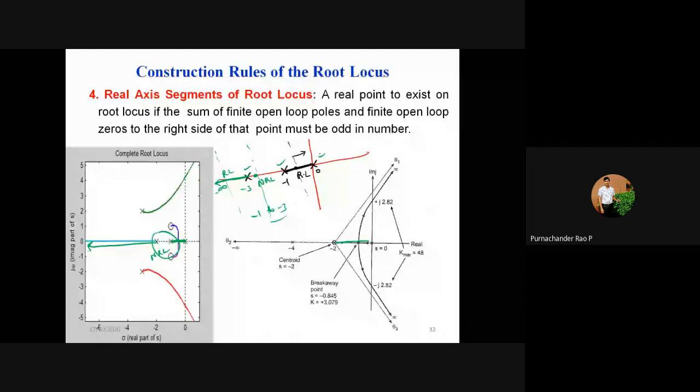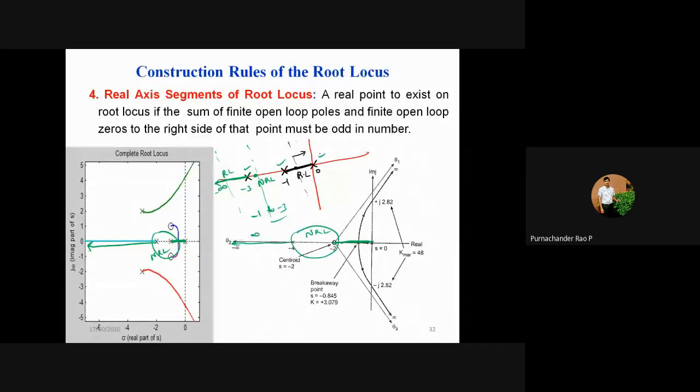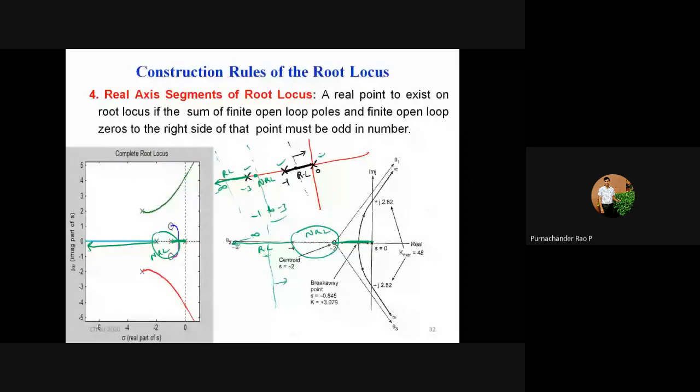From -2 to -4, this is not a part of the root locus. From -4 to minus infinity, this is a part of the root locus. Because if you take any test point to the right side, there are three poles, so that is an odd number. Therefore, this is a part of the root locus.